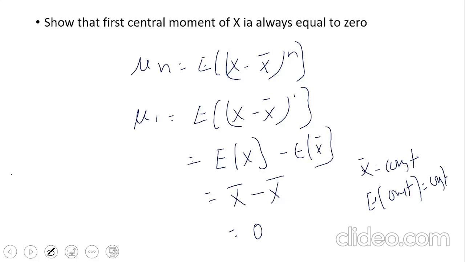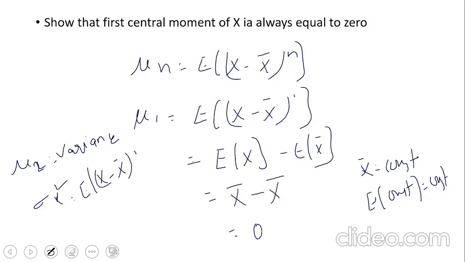Define moment generating function and characteristic function. Sometimes they may ask about the variance also. Here mu2, the second central moment, is called the variance, represented with sigma x square. Mu2, that is E of x minus x bar whole square, is the variance.